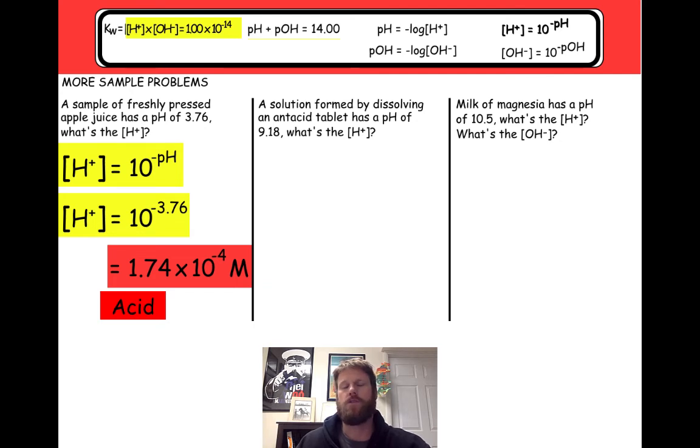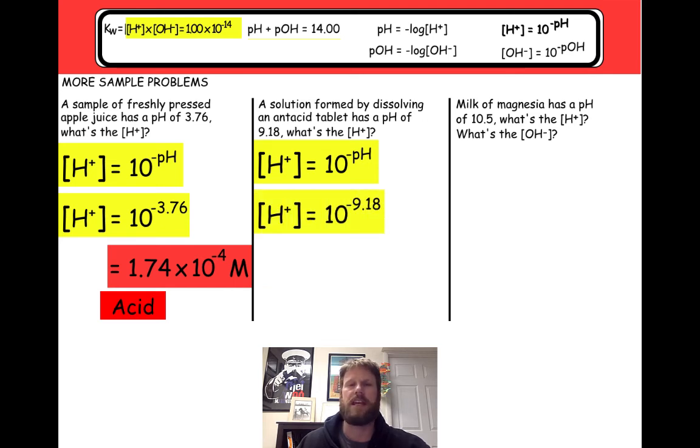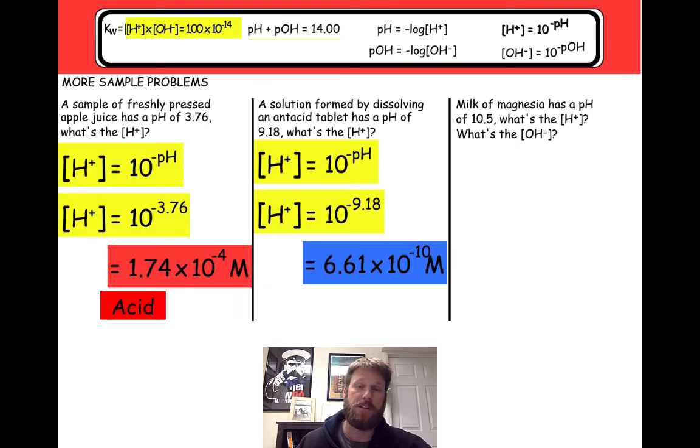How about a solution formed by dissolving an antacid tablet, and the pH of the solution is 9.18? What would the H plus concentration be? Well, once again, going from pH to H plus concentration is as simple as taking 10 to the negative pH. So in this case, 10 to the negative 9.18, which is 6.6 times 10 to the negative 10th. A pH of 9.18, or a concentration of H plus of about 10 to the negative 10th, corresponds to a base.